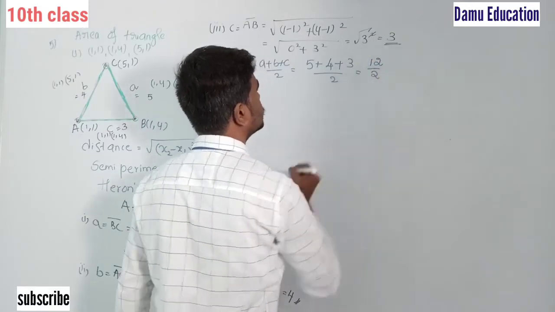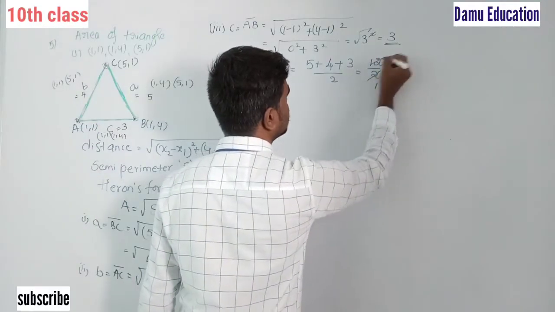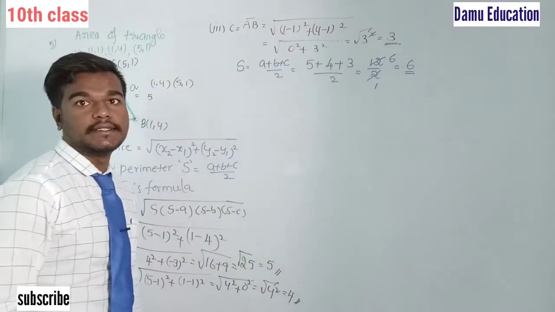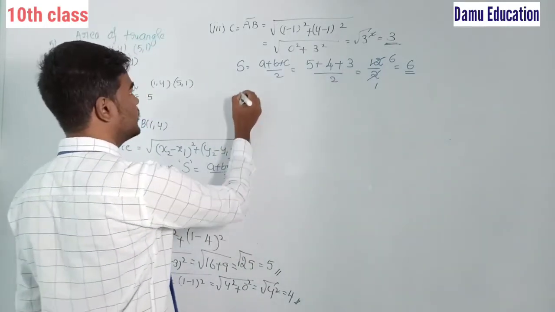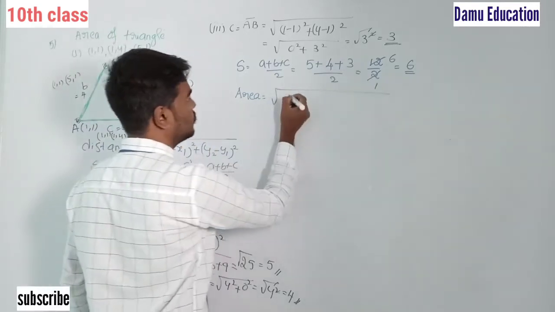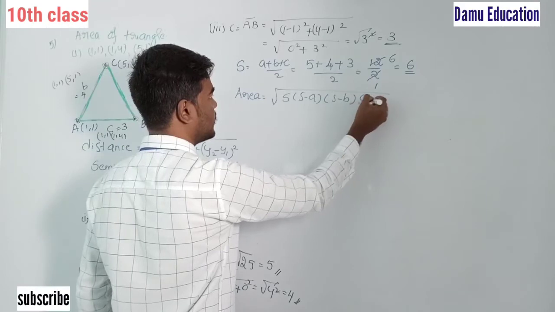12 by 2. So what value are we getting? 12 by 2, so 2 sixes are 12, so S is equal to 6. Here, by using Heron's formula, area will be equal to square root of S into S minus A into S minus B into S minus C.